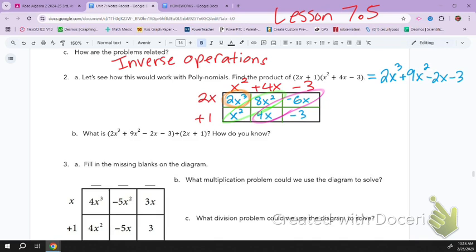Part B says, what is this polynomial, the one we just got out, divided by 2x plus 1? What if I took this and divided it by 2x plus 1? What would the answer be? X squared plus 4x plus 3. Good. It would be equal to x squared plus 4x minus 3. And how do we know? Let's go back to the first problem that we did. Fantastic. They are inverse operations.